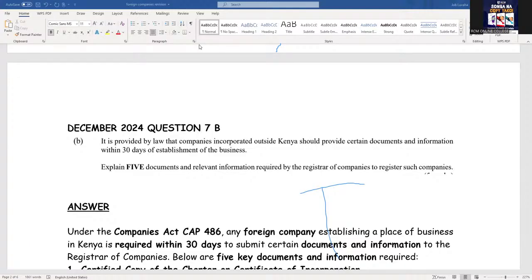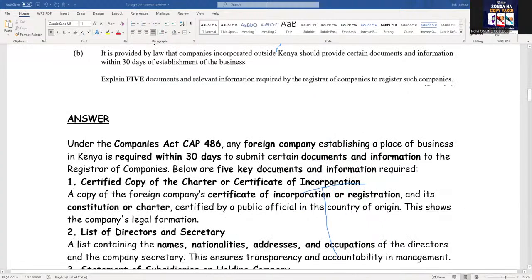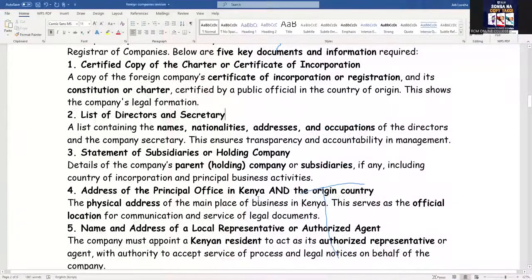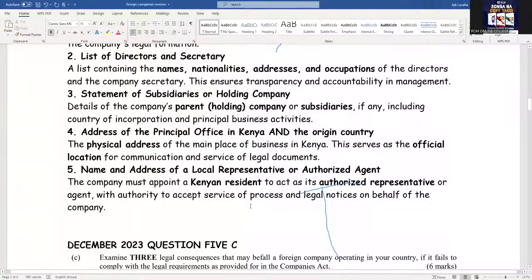Those are part of the documents, so they're also in your notes, you can check. A certified copy of the charter or certificate of incorporation from the country of origin, the list of directors and company secretaries, a statement of subsidiaries of the holding company, the address of the principal or registered office in Kenya and the country of origin, and the name and address of the local representative or authorized agent in Kenya. Those are part of the documents or particulars required when registering a foreign company.